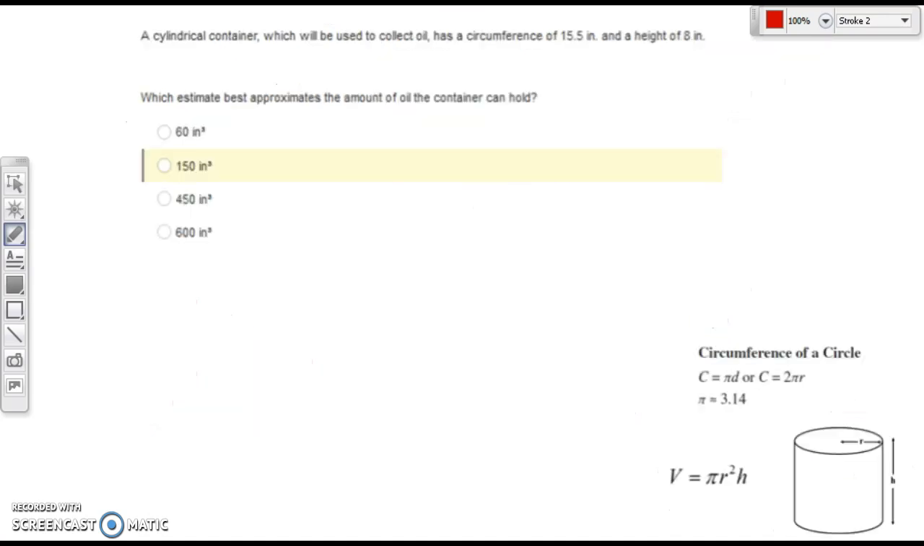All right, a cylindrical container, which is a cylinder, but anyways, it'll be used to collect oil. It has a circumference of 15.5 inches and a height of 8 inches. Which estimate best approximates the amount of oil the container can hold? Geez, you would think I could read, but I'm putting my own words in there. Okay, so we have this cylindrical container, and we want to know ultimately how much it can hold, which is the volume. So to finish out the problem, we want to figure out the volume of the cylinder.